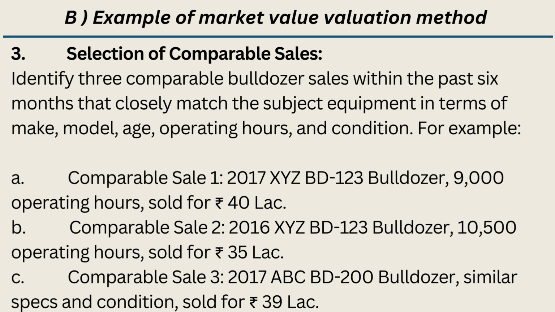For example, A. Comparable sale 1, 2017 XYZ BD-123 Bulldozer, 9,000 operating hours, sold for 40 Indian rupees lakh. B. Comparable sale 2, 2016 XYZ BD-123 Bulldozer, 10,500 operating hours, sold for 35 Indian rupees lakh. C. Comparable sale 3, 2017 ABC BD-200 Bulldozer, similar specs and condition, sold for 39 Indian rupees lakh.